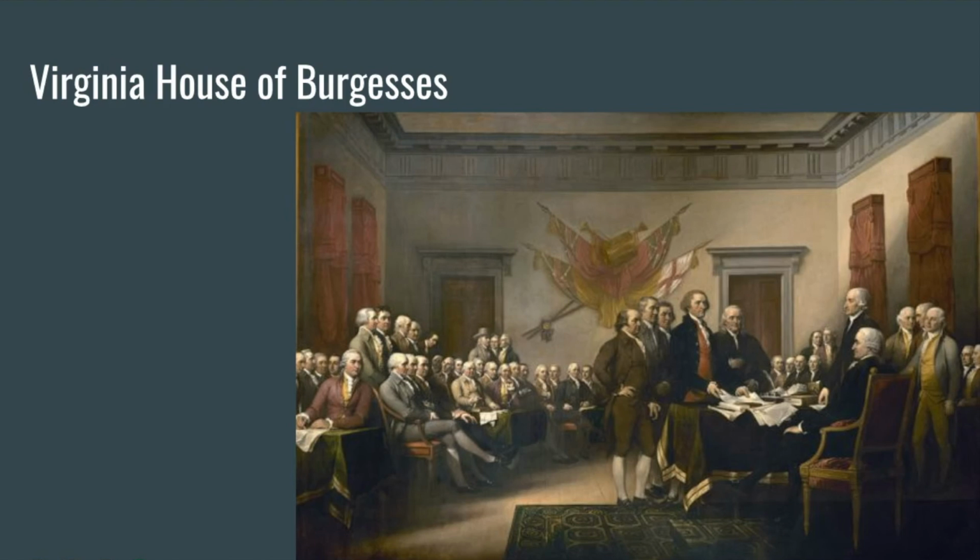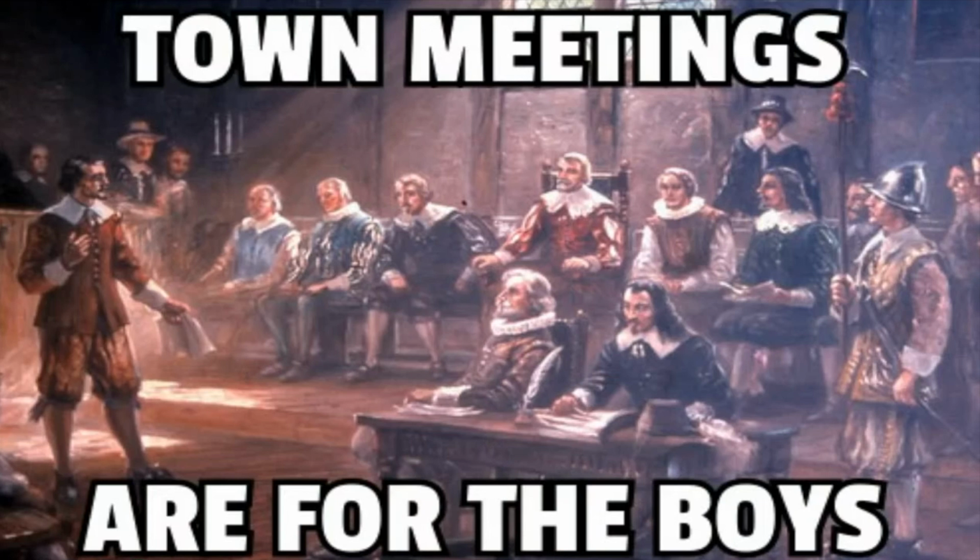The Virginia House of Burgesses, in which popularly elected legislators would be able to assemble together and decide the laws. Wait a sec. Town meetings are for the boys. Only white landowning men in Virginia could participate in town meetings and local government.